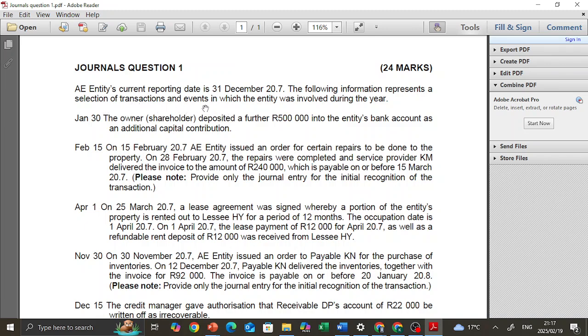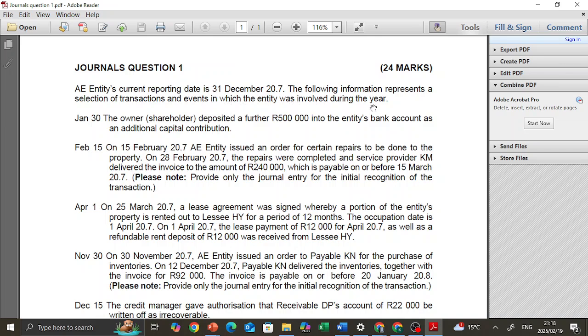Okay, the following information represents a selection of transactions and events. Do you see why I like writing transaction/event? Please, if you forget it, don't talk to me. No, silent treatment. I'm joking. That's so toxic, guys. Please stay away from toxic behaviors, toxic friends. Drink water, go to the gym, go on a diet, right?